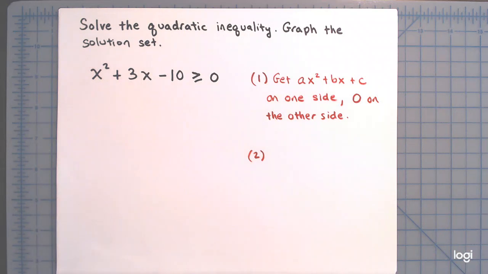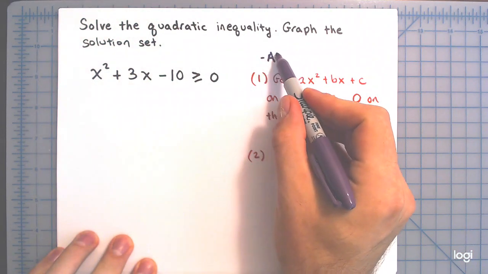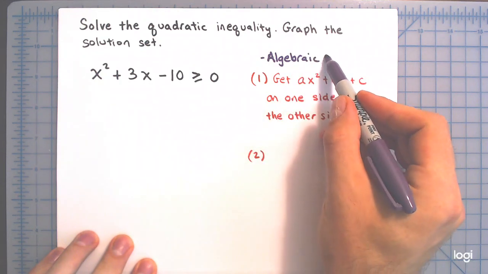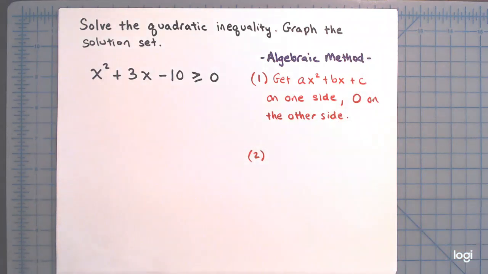I'll show you another way to do this afterwards, but I could call this method the algebraic method, where I'm not drawing any pictures. I'm simply going to be using algebra, leaving things the way they are with sides and manipulating expressions, and no pictures.